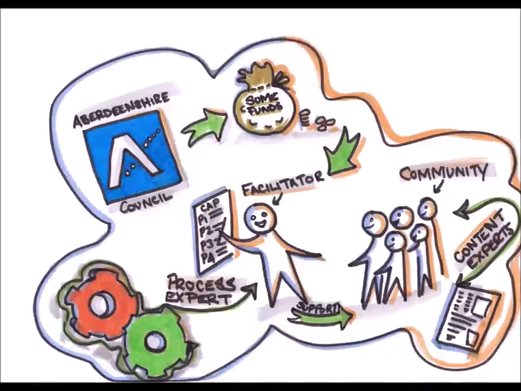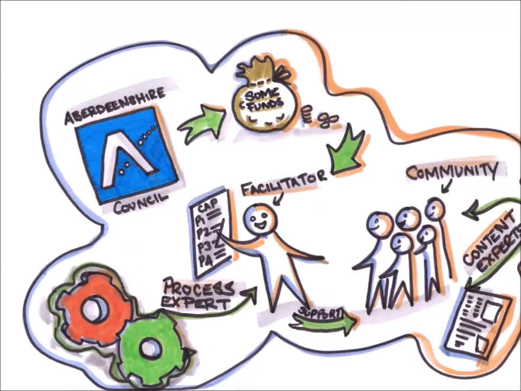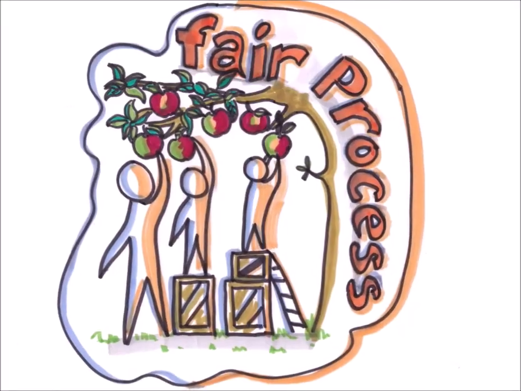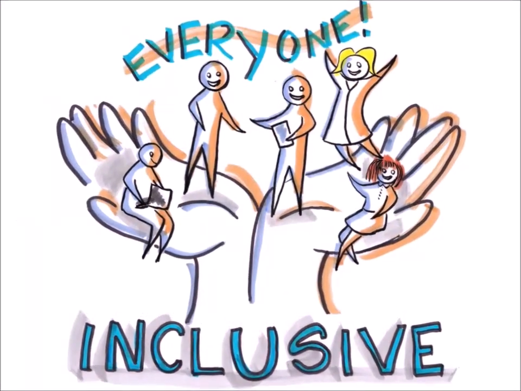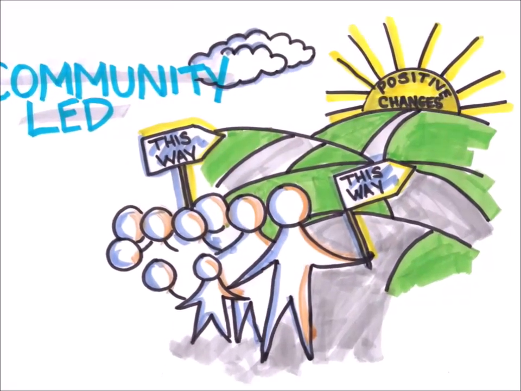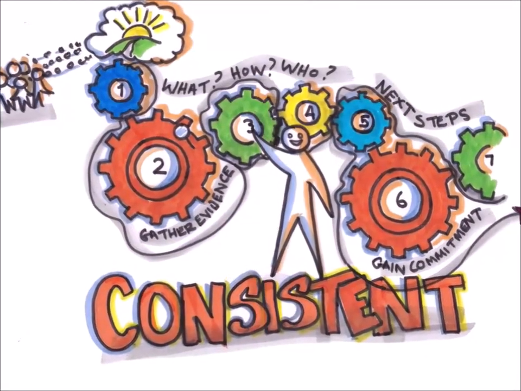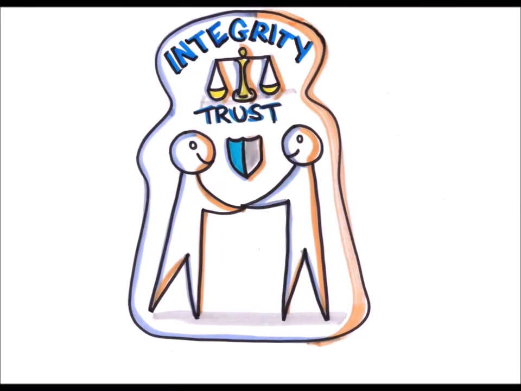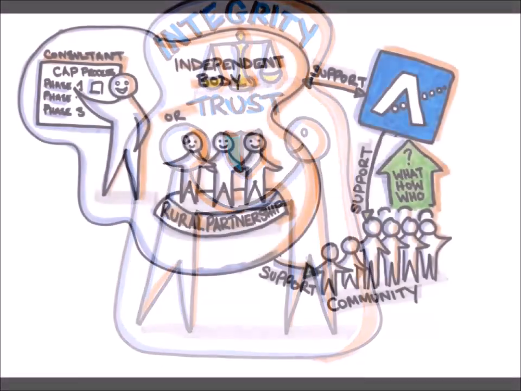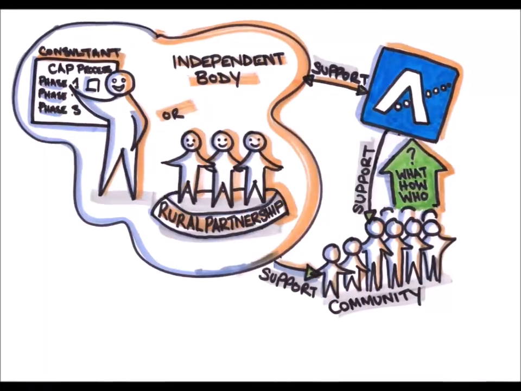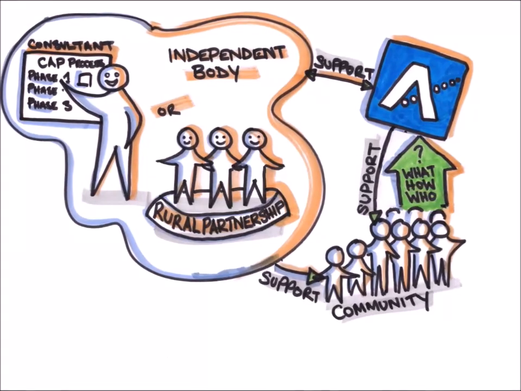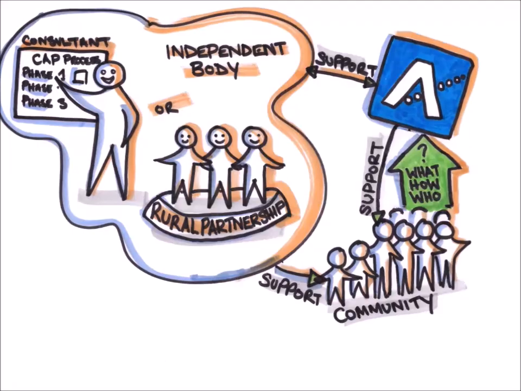Aberdeenshire Council can provide some funding to facilitate the CAP process to ensure that it's fair, inclusive, robust, community-led, consistent, has integrity, and can stand up to scrutiny. We ensure this happens by working with an independent facilitator through a consultancy experienced in developing CAPs, or your local rural partnership.